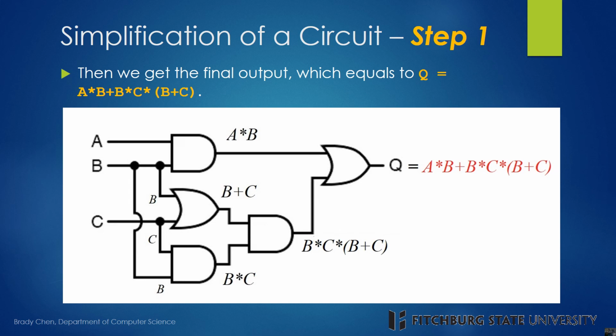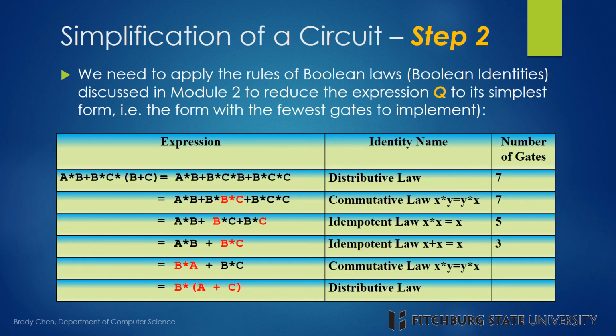So we have the final expression Q equals A times B plus B times C times parenthesis B plus C. So that's the final expression. Now the next step we can do is, can we simplify this Boolean expression? We will see. That's step 2, the simplification of the circuit. So we're going to apply the rules of Boolean laws, or the Boolean identities we discussed in Module 2.